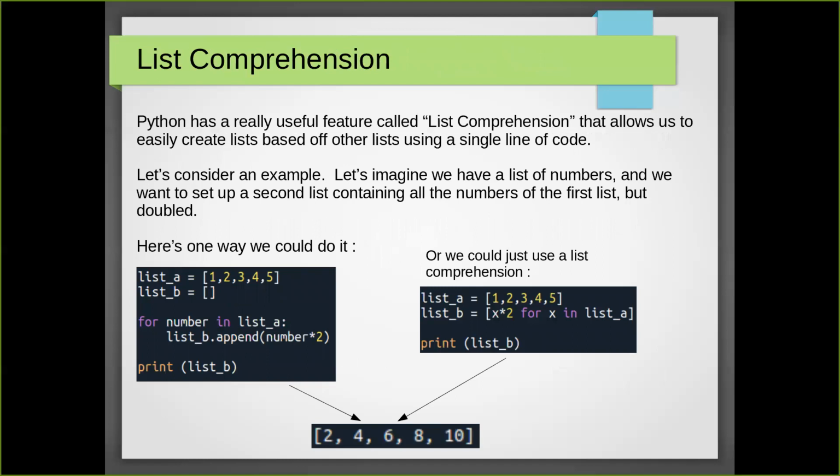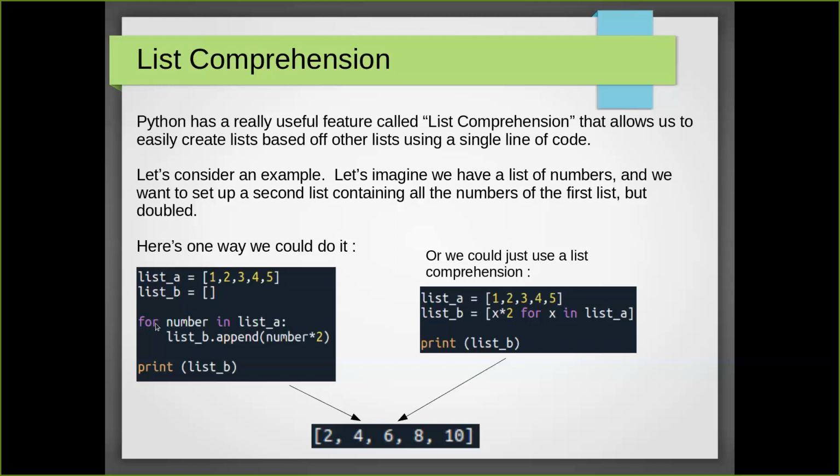Let's imagine we've got a list of numbers and we want to set up a second list which contains all the numbers of the first list but doubled. Okay, I don't know why we want to do that, but let's imagine we do. So here's one way we do it. We can set up a list called list A, and I've got the numbers 1, 2, 3, 4, and 5. And then I set up a new empty list called list B.